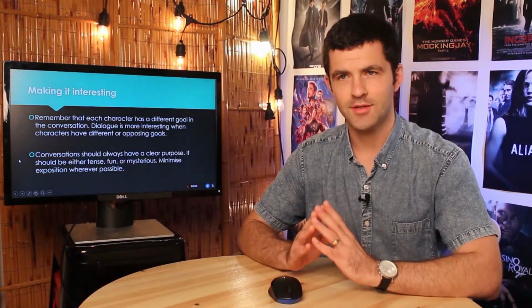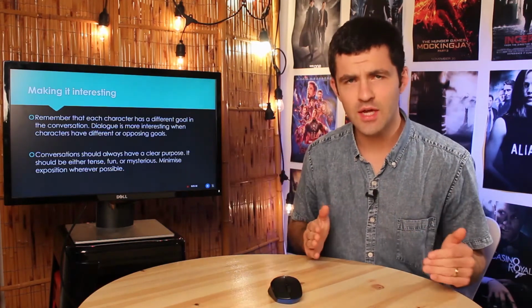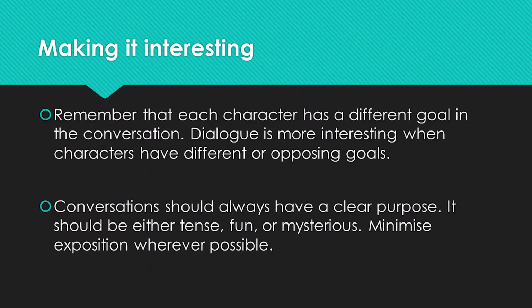Okay, making it interesting. Remember that each character has a different goal in the conversation. Dialogue is more interesting when characters have different or opposing goals. So sometimes you need to do some exposition and so you just have characters explaining things to each other. But otherwise, it's more interesting if they're coming at things from slightly different angles, or they're having disagreements, or they're asking questions and working things out together. And conversation should always have a clear purpose. Could be tense, fun, mysterious. Minimize exposition if you can.